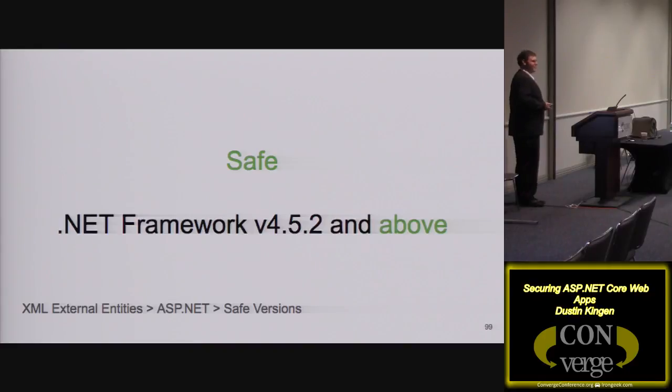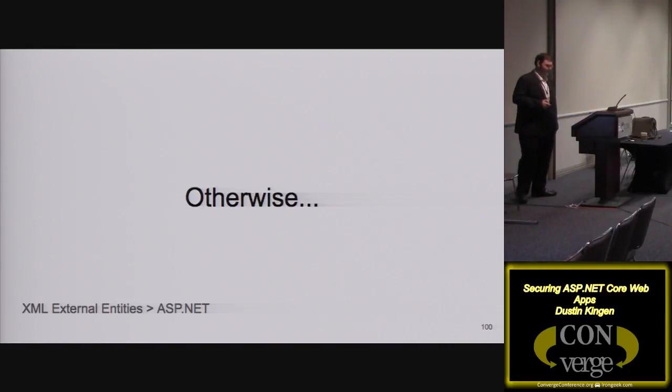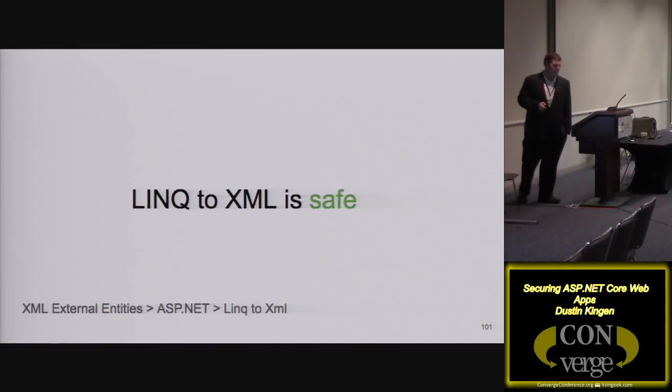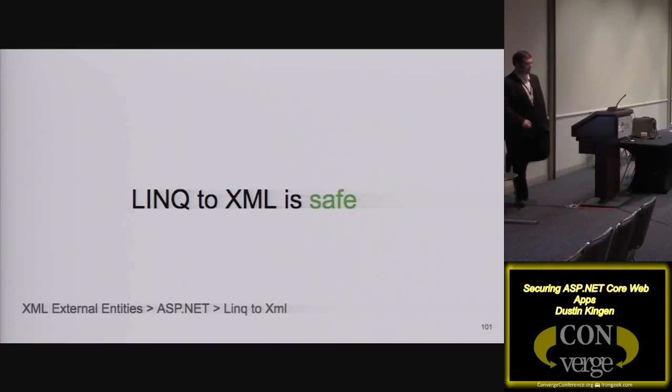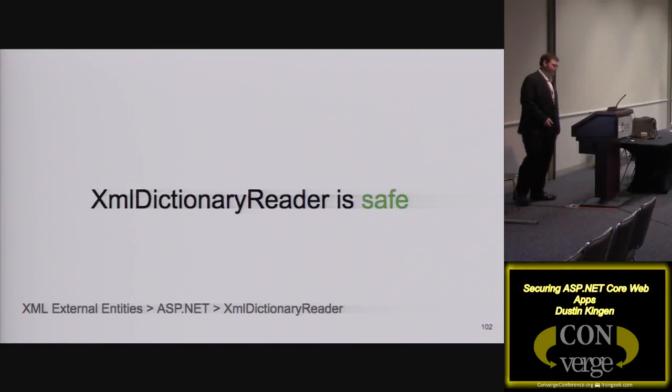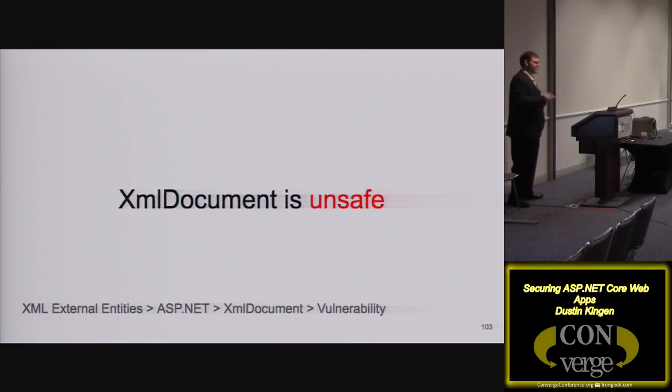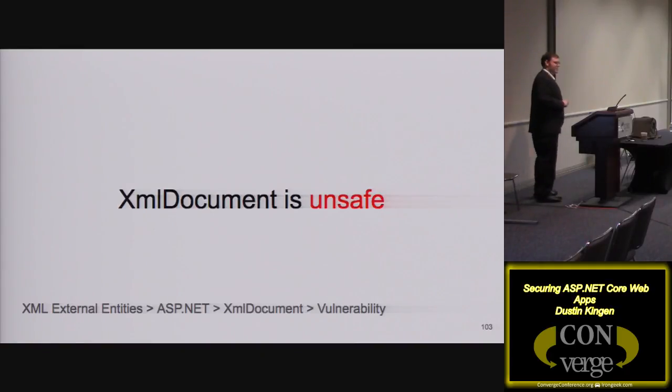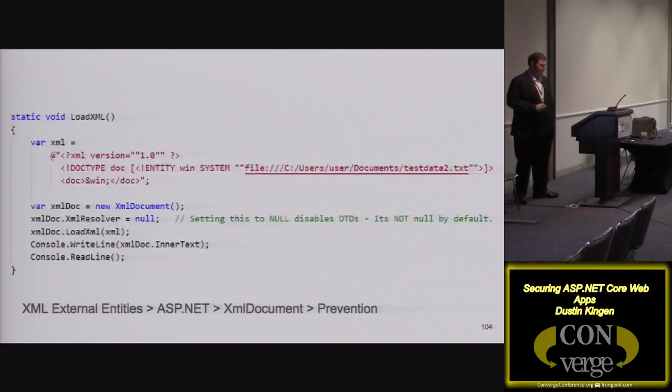The good news is that if you have version 4.5.2 or above, you are safe because Microsoft actually fixed their issues. But you are not going to have a good time otherwise. If you just use LINQ to XML in your application, you are safe. If you use XML dictionary reader, you're safe. But if you're using XmlDocument, an API that is pretty much as old as .NET, you're not going to be safe.